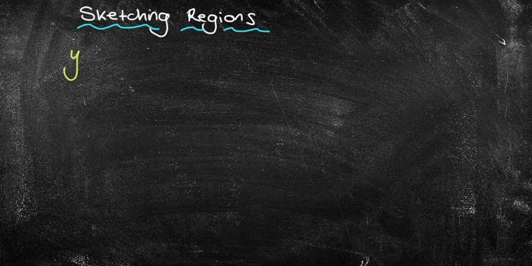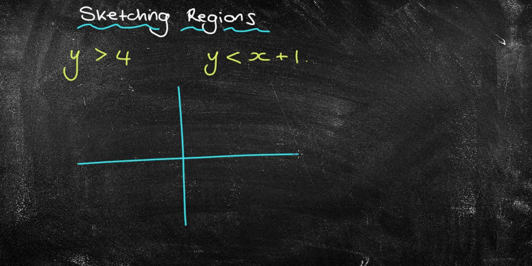The first is y is greater than 4, and I'm going to look at y is less than x plus 1. Okay, so in order to graph these ones, basically what we need to be doing is simply graphing the function y equals 4, or graphing the function y equals x plus 1, and then we need to shade the region that suits this inequality.